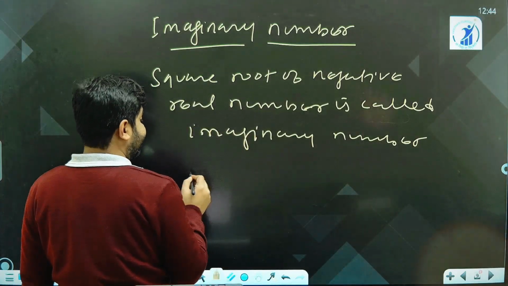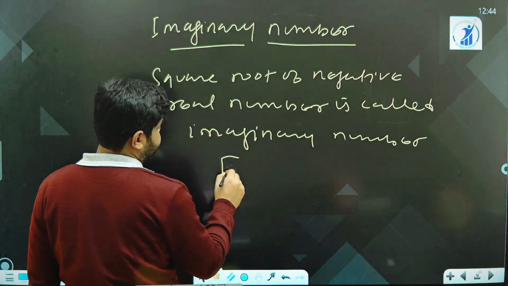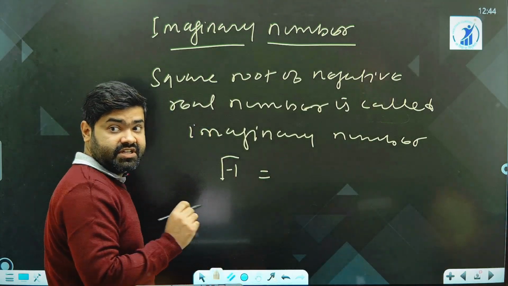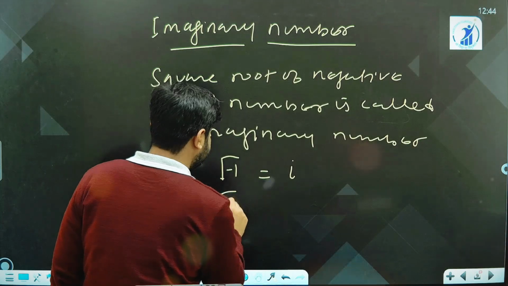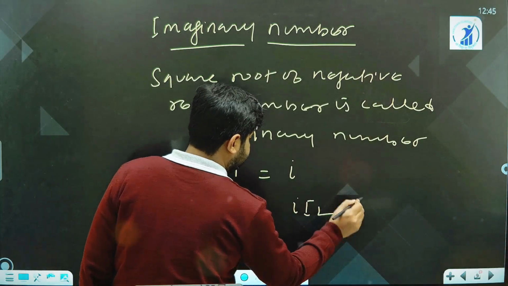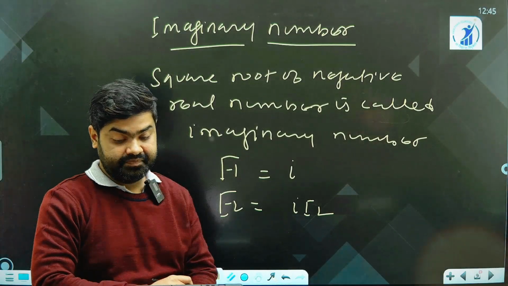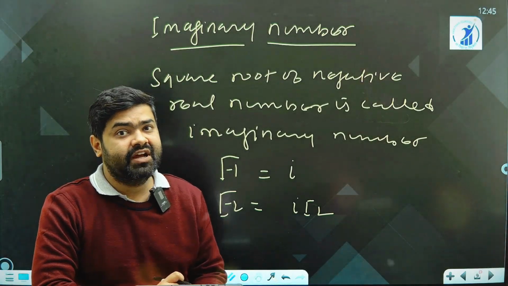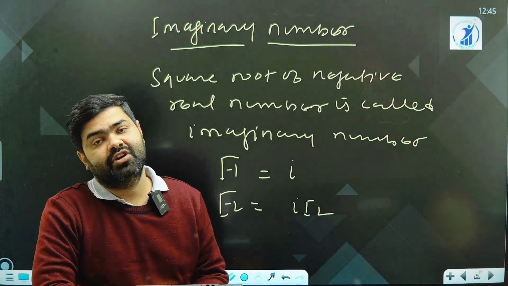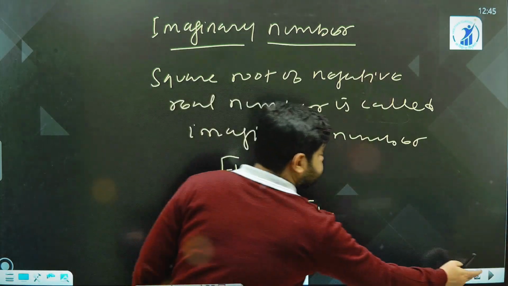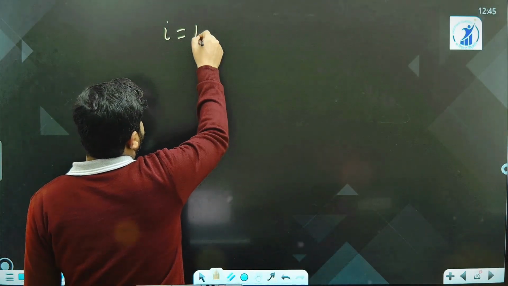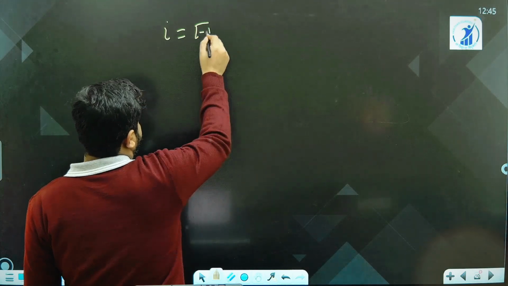So we can take some examples, like root under minus 1. Root under minus 1 is represented by iota. Root under minus 2 is represented by iota root 2. Okay. So some important formulas are there for iota. This will be helpful for solving equations. So you should remember these important results of iota.